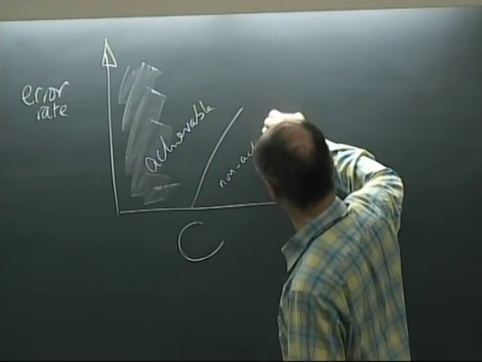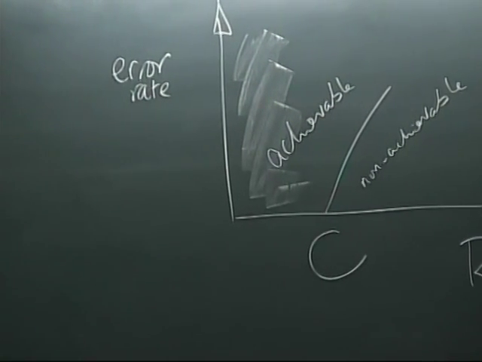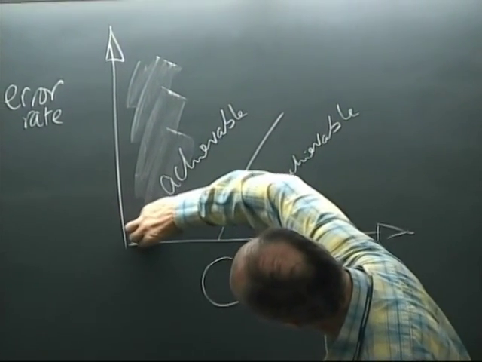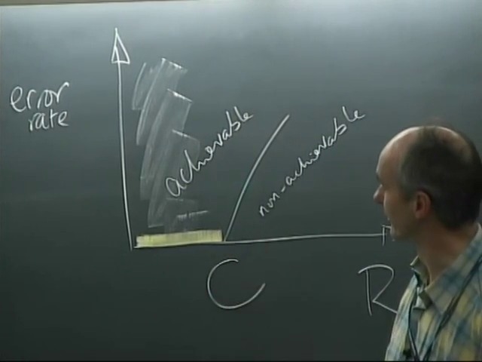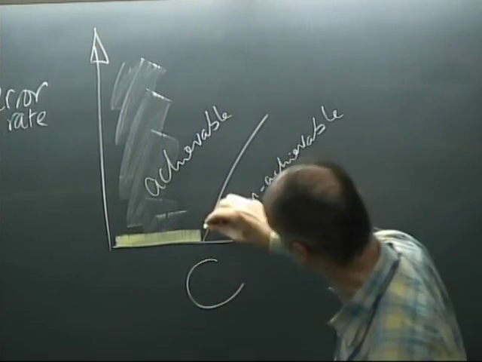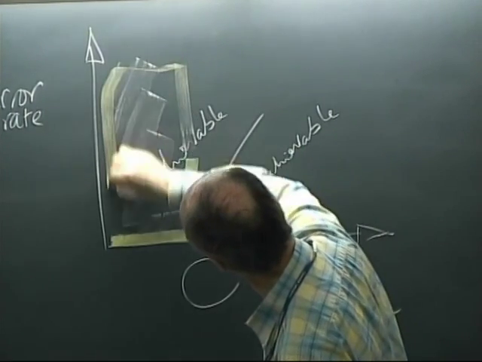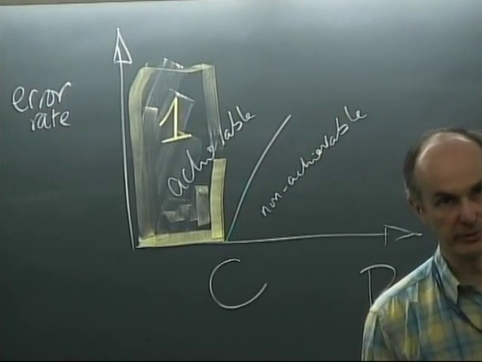And the exciting part of this theorem is this bit, the fact that you can get arbitrarily close to zero with communication rates as close as you like to the capacity. And so this is the really exciting part of the diagram there. And that's what we're going to prove today.